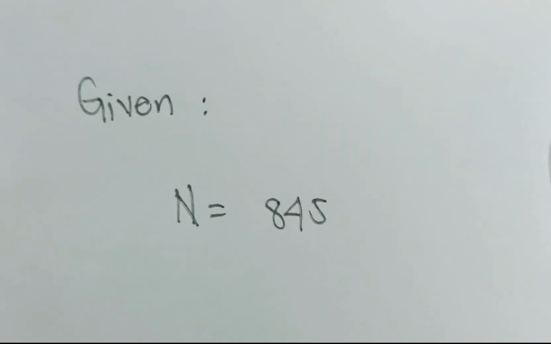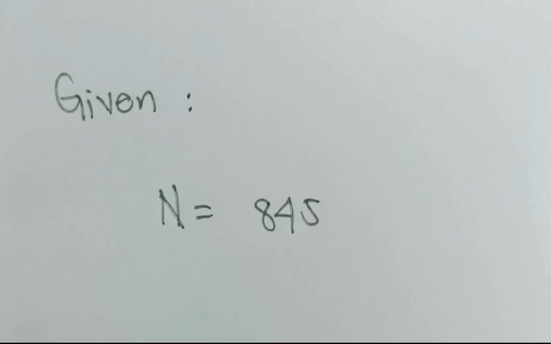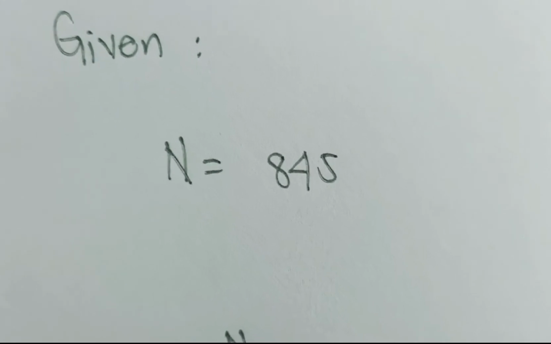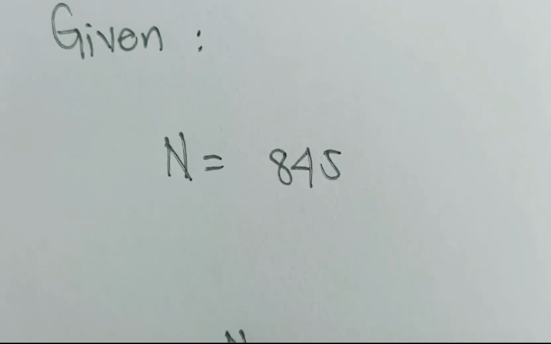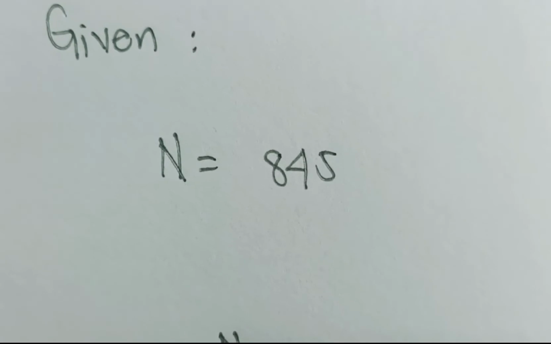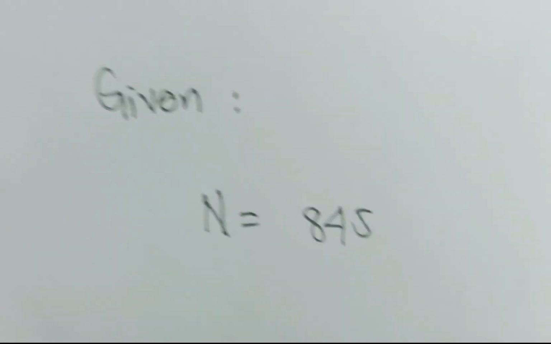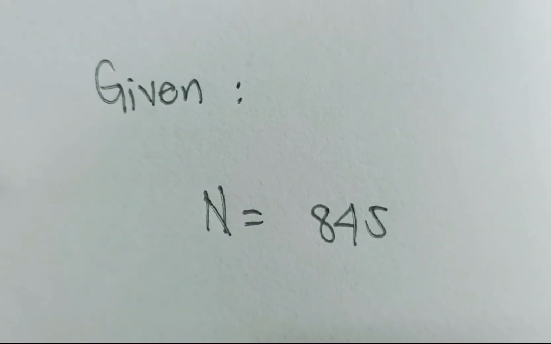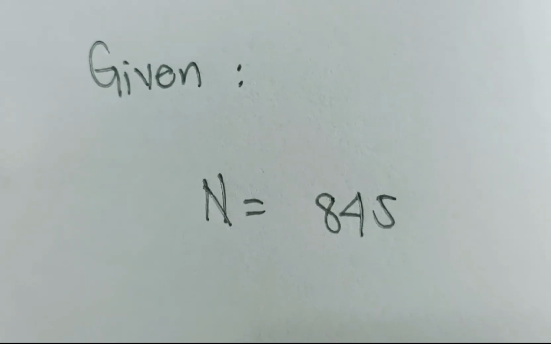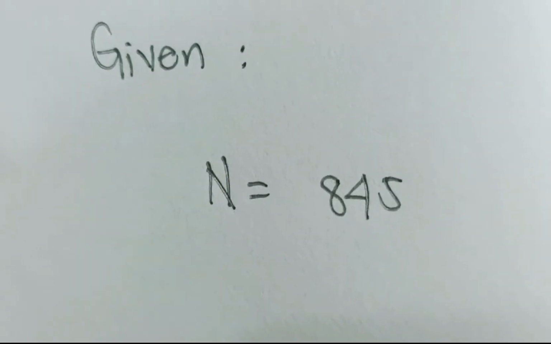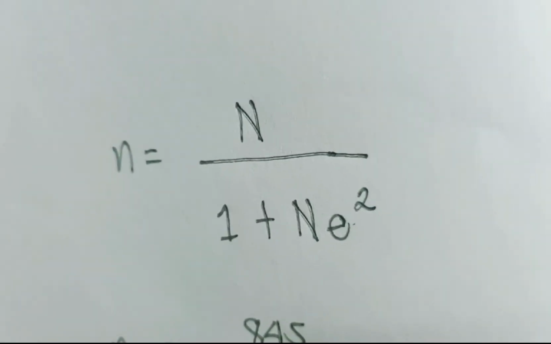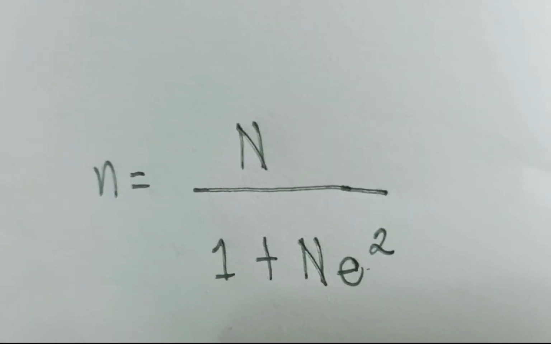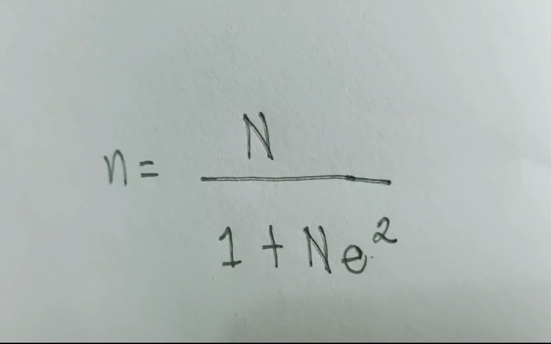Okay, so here is the solution for the given problem. Let me read the example again. Laika's topic is about the extent of self-discipline among senior high school students in Maligaya National High School. The total number of senior high school students in the school is 845. So that's the given, 845 students. That's the population. N is equal to the size of the population. And here's Slovin's formula. Small n is equal to capital N over 1 plus capital N E squared.